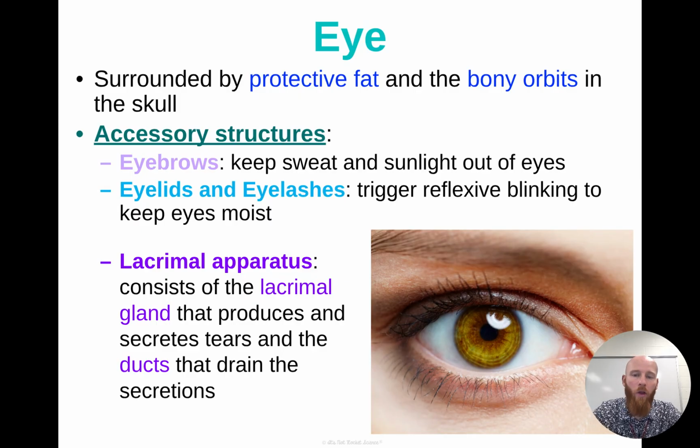You have what we call a lacrimal apparatus, and this consists of a gland that produces and secretes your tears, and the ducts that drain those secretions. So whenever we think of that moisture, that watery coating for our eyes, or for the sensation or act of crying, like whenever we're sad, the lacrimal apparatus is what we have to thank for that. Okay, so the gland actually produces and secretes tears. Those ducts are what actually drain out those secretions.